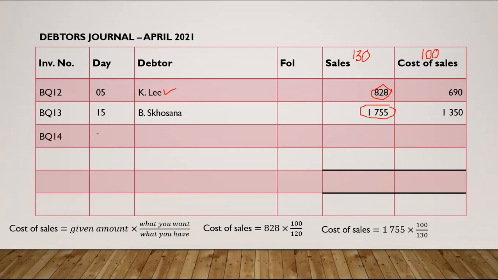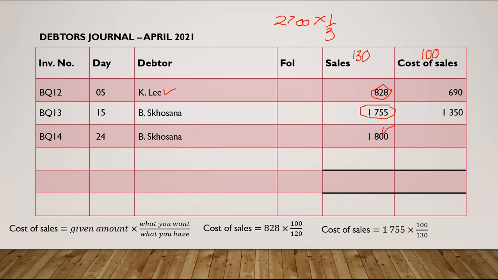And for the debtors journal, we'll have BQ14, the day will be the 24th. Under debtor, I will have Beast Kosana. Under sales, I'll have 1,800. How did I get that 1,800? It was 2,700, multiply that by 1/3, and voila, it'll give you that 1,800.